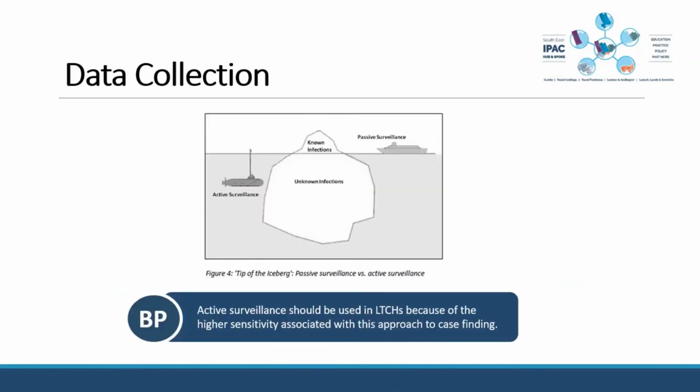The next slide shows a figure from the PIDEC document, and it illustrates nicely the differences between passive and active surveillance. Passive surveillance systems can be associated with underreporting of infections because they rely on information from staff who are less familiar with the application of the case definitions, but it might be the most reasonable approach because of resource constraints. Active surveillance is the recommended approach in long-term care homes because of the higher sensitivity associated with it.